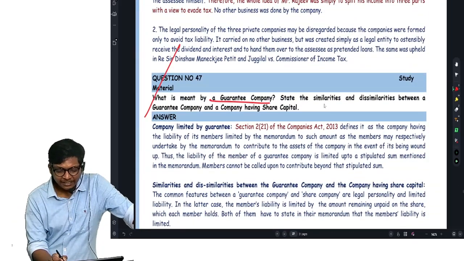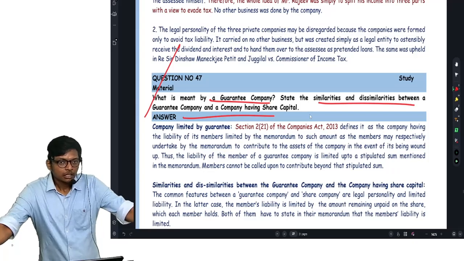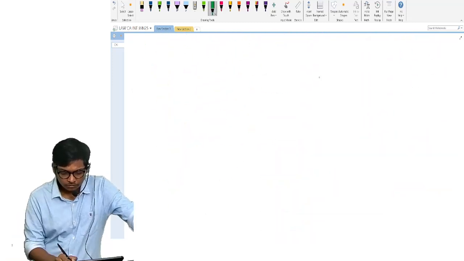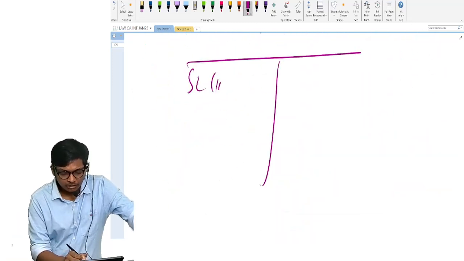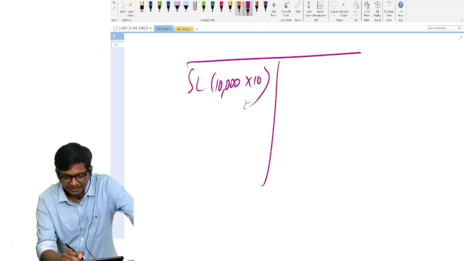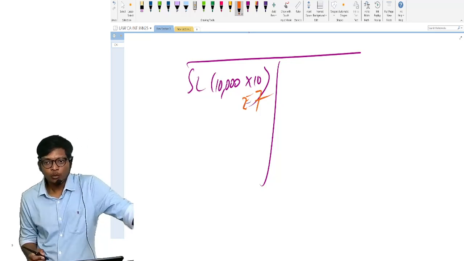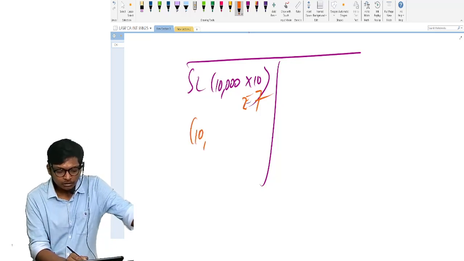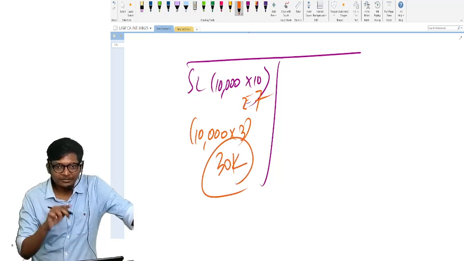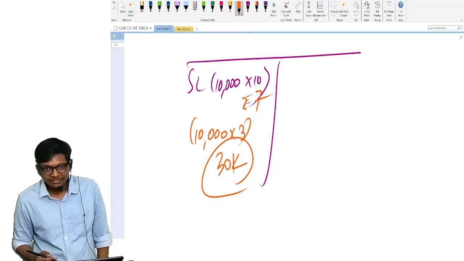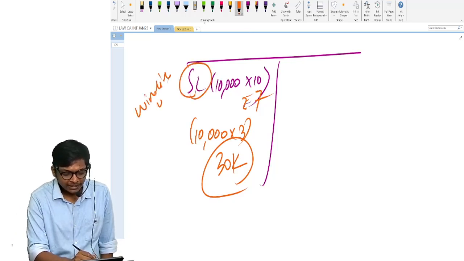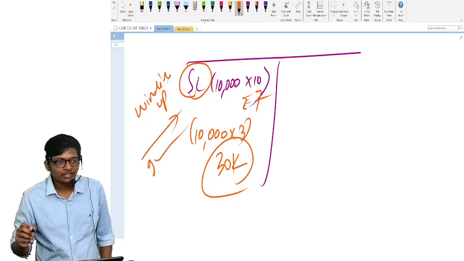What is meant by guarantee company? State similarities and dissimilarities. Just to give you context, what is a guarantee company now? If a company has share capital of 10,000 shares of 10 each, and out of this, let's say paid up is rupees 7, what is the balance liability of the shareholder? 10,000 into 3, he will pay 30,000. Apart from this, the shareholders at the time of winding up of the company will pay an amount which is called guarantee.